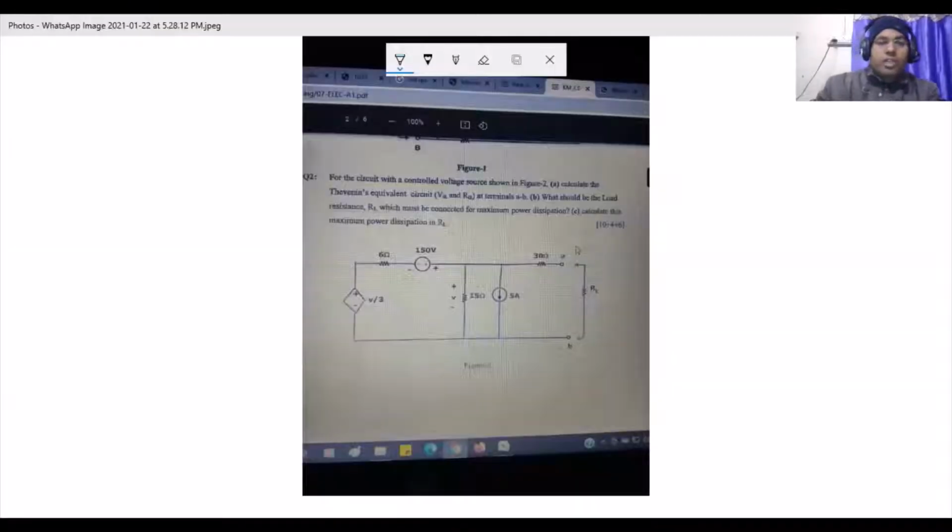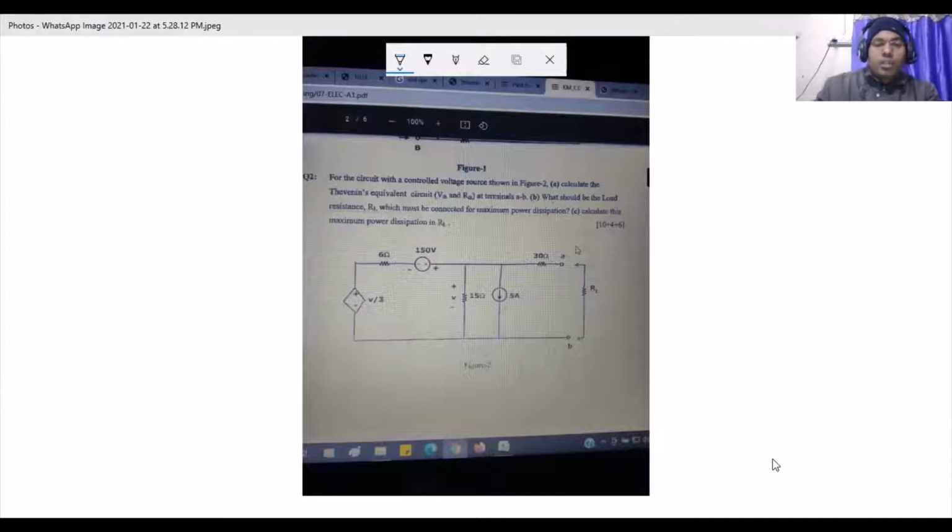For the circuit with controlled voltage source shown in figure, part A of the problem is calculate the Thevenin's equivalent circuit, that is VTH and RTH at terminals AB. Part B of the problem is what should be the load resistance RL which must be connected for maximum power dissipation. And part C of that problem is calculate this maximum power dissipation in RL.